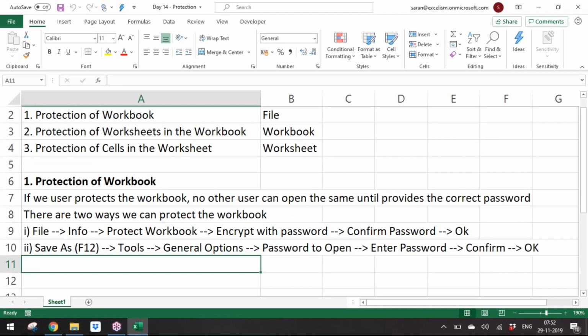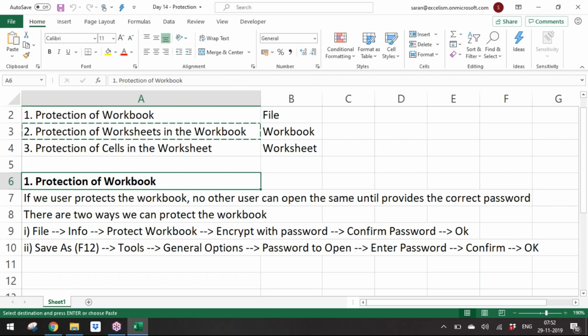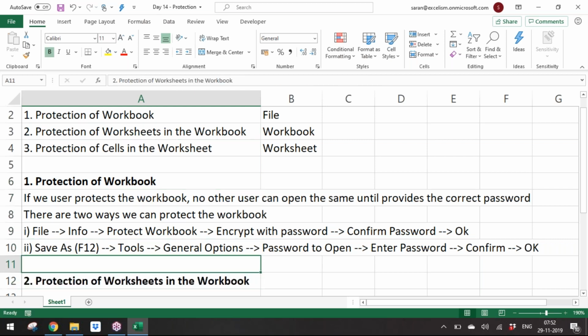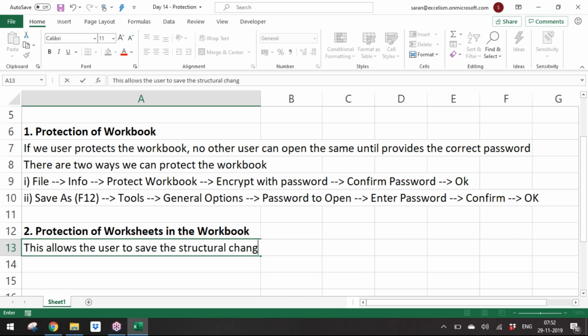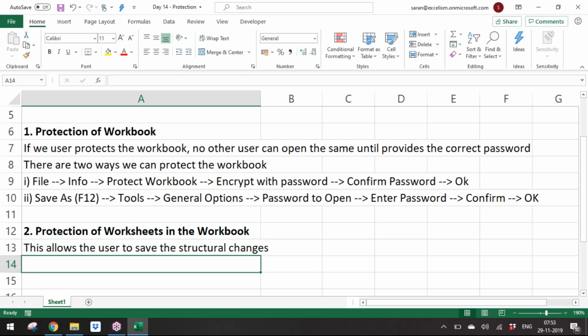Now, the second one, protection of worksheets in the workbook. What happens if the user does this? If the user protects the worksheets, this prevents structural changes. What do you mean by structural changes? Structural changes means anything with respect to the sheet.